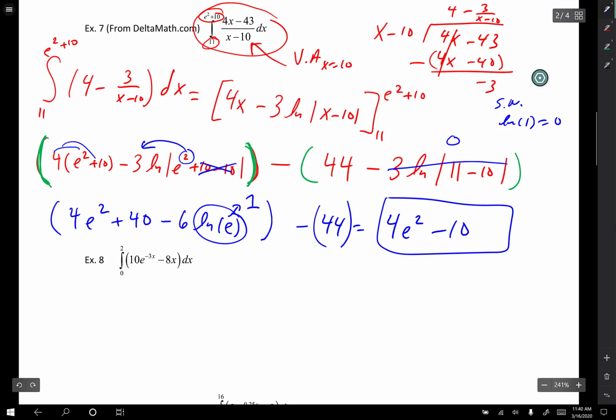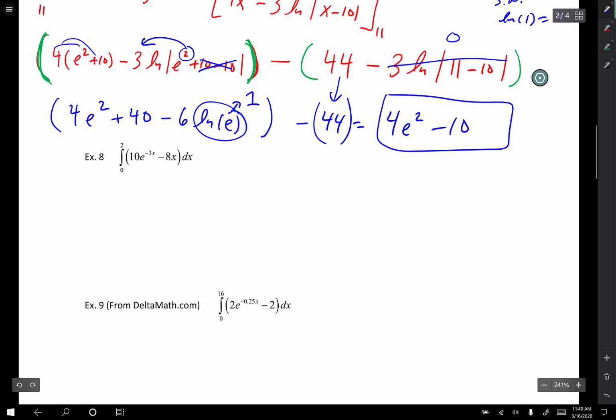Okay, this was from the second parentheses. I don't see any mistakes. Let me make sure real quick. 40 minus 6 is 34. Yes, and then 34 minus 44, that is negative 10. So yeah, there it is, guys. We're good. All right, let's go to the next one.